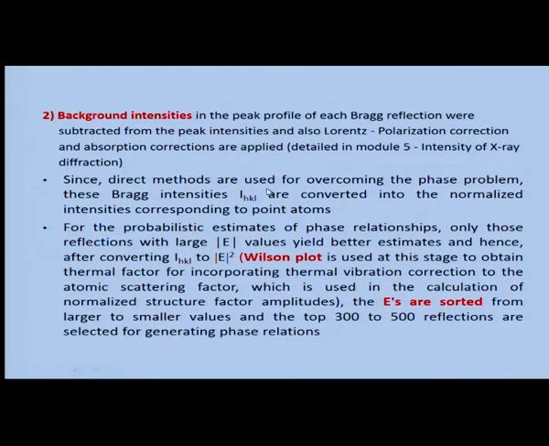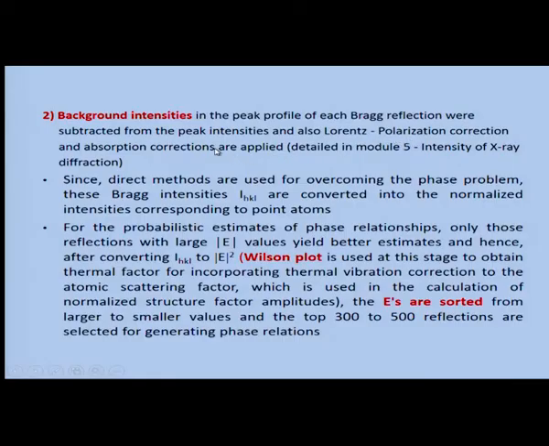Whenever I talk about a diffraction profile, it will have a left background and a right background. You have to subtract the background from the peak to get the net intensities. Of course, we have to apply 2 corrections called Lorentz and polarization corrections, about which we will see separately in some of the episodes. Of course, absorption corrections should also be applied.